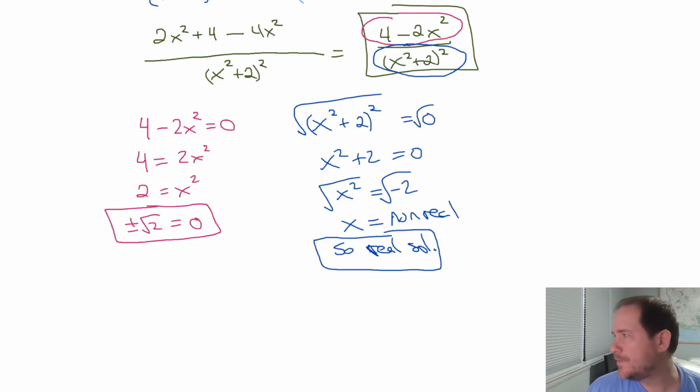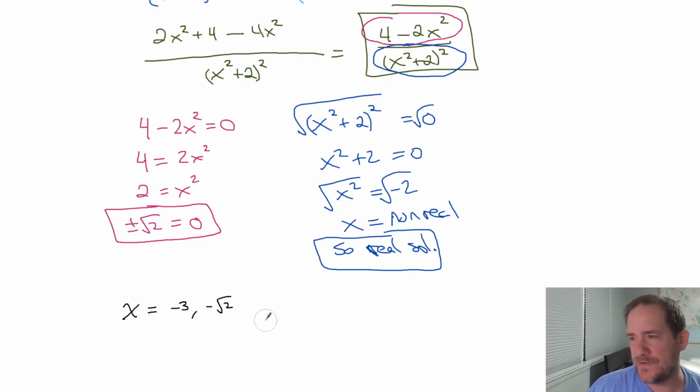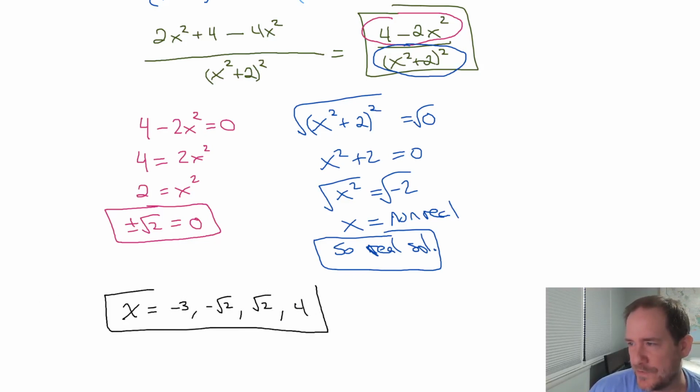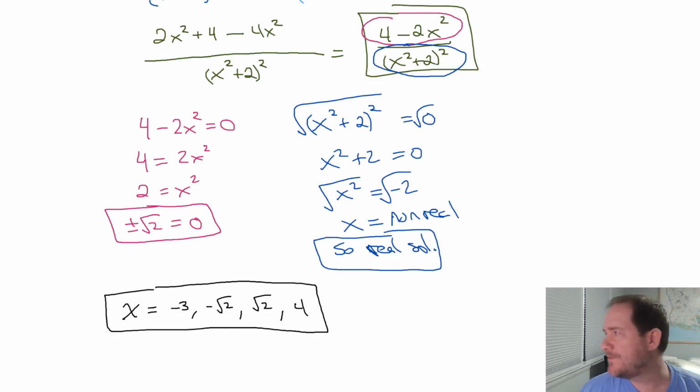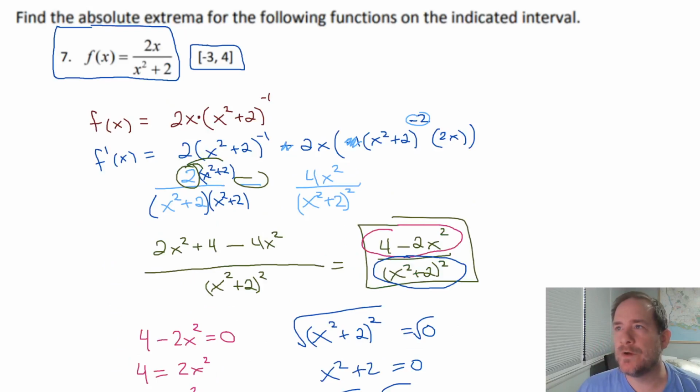is that x equals, hold on here. Yeah, so we've got 4 critical values in there. X equals negative 3 because it's an endpoint, negative root 2 because it's a 0 of the derivative, positive root 2 because it's a 0 of the derivative, and 4 because it's an endpoint. So now I just test all 4 of those in the original function, which is f of x, I'm going to just pull this down.